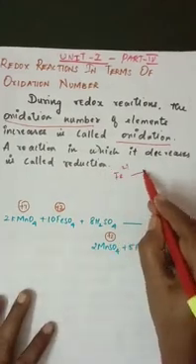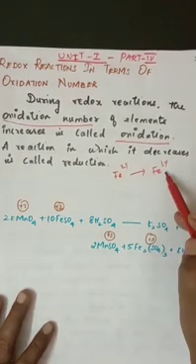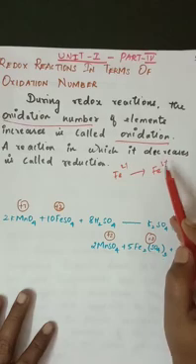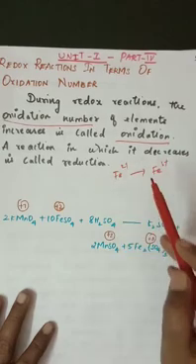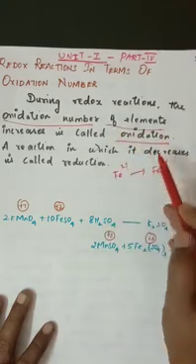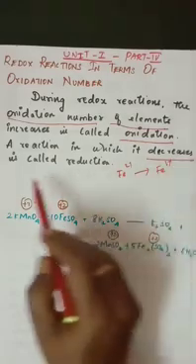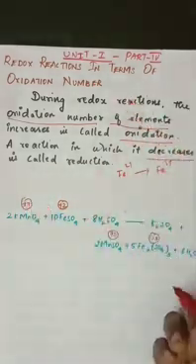Fe2+ becomes Fe3+. Here the oxidation number is increased, no? It is 2+, here 3+. This is also considered to be an oxidation reaction. So whenever the oxidation number of an element increases, it is oxidation. And a reaction which decreases the oxidation number is called a reduction reaction.